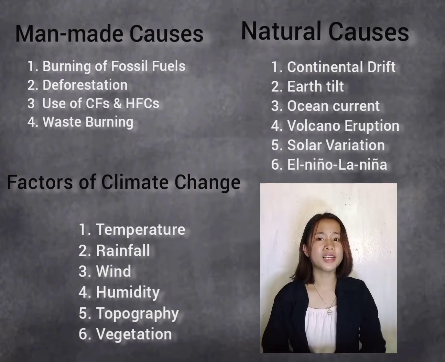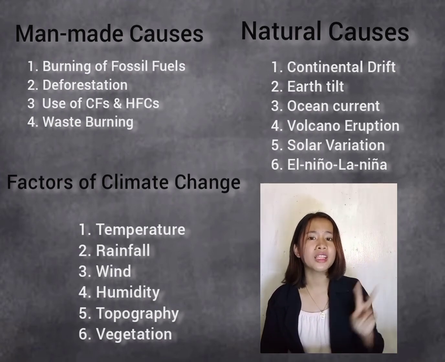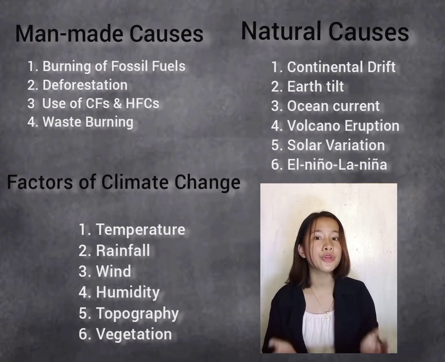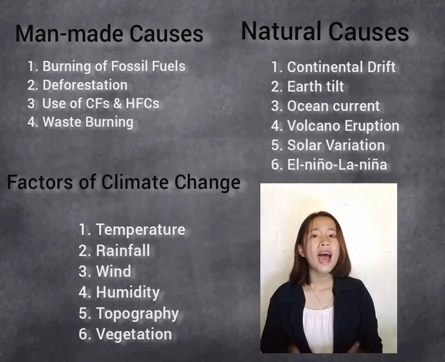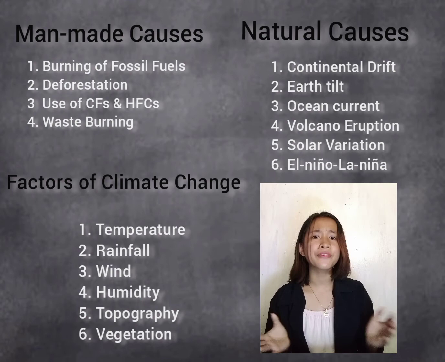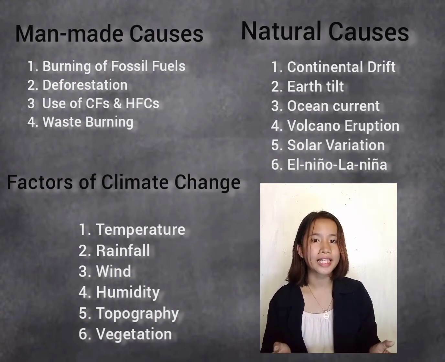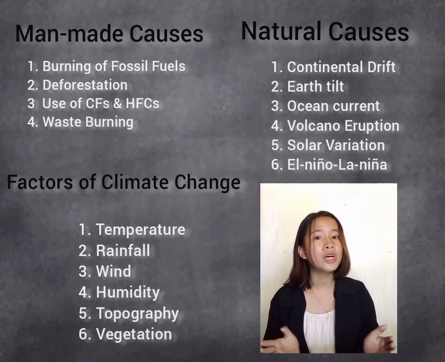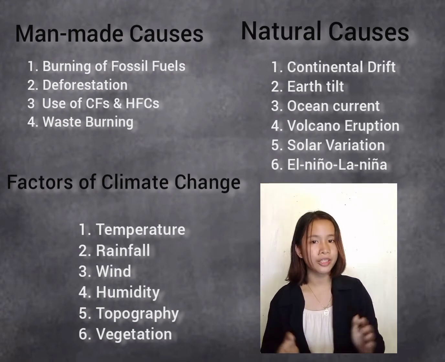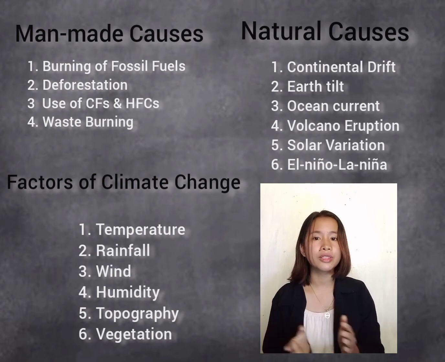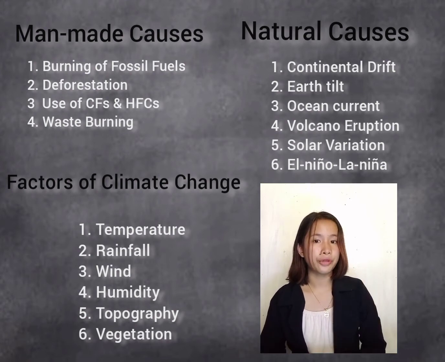The second cause is natural causes. The leading cause of climate change is human activities and the release of greenhouse gases. However, there are lots of natural causes that also lead to changes in the climate system. Natural cycles can cause climate to alternate between warming and cooling. Some of these natural causes include continental drift.